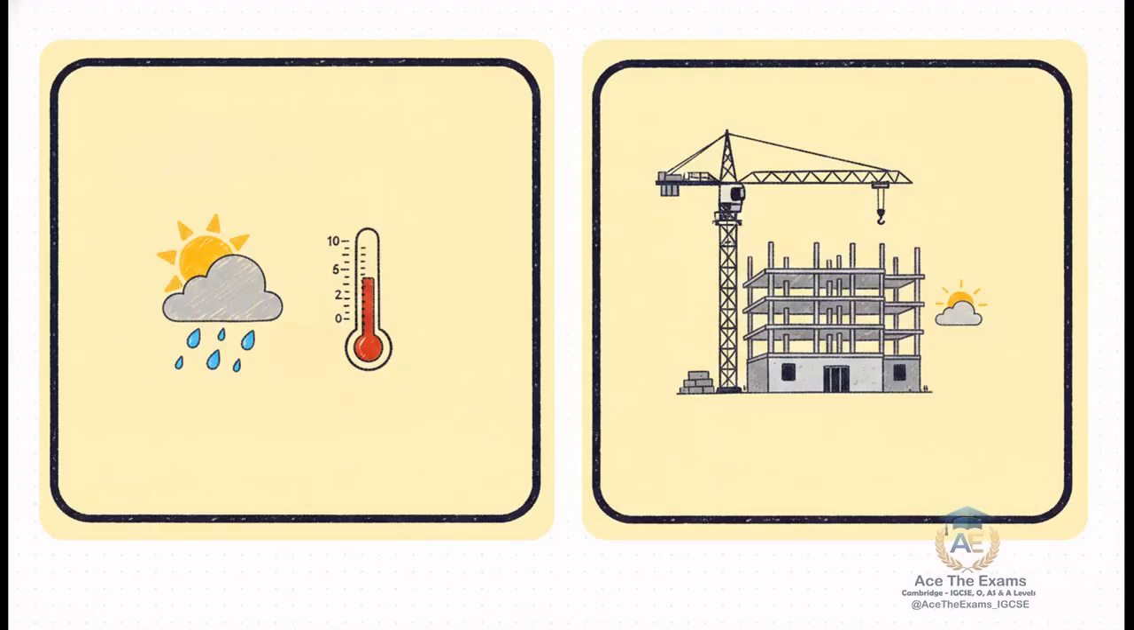Another classic, really high-yield exam example is weather data. It is direct data when the Met Office collects it using their own sensors for their specific purpose of forecasting the weather. However, that exact same data becomes indirect data the moment a construction company buys it from the Met Office to design a climate-resistant building.